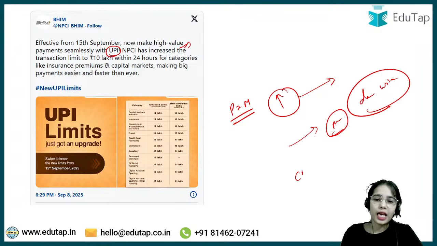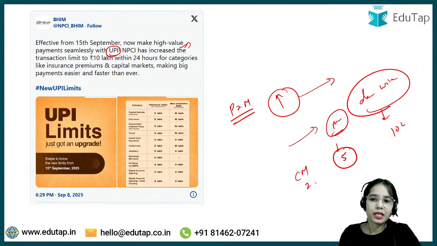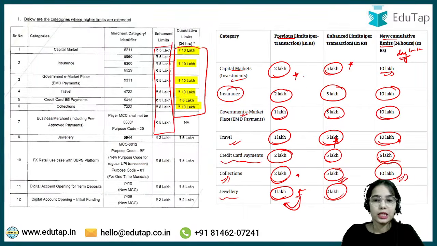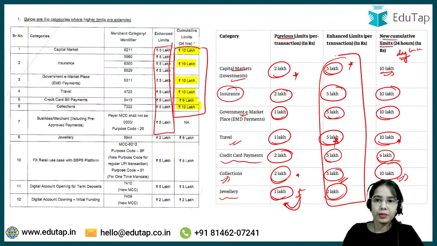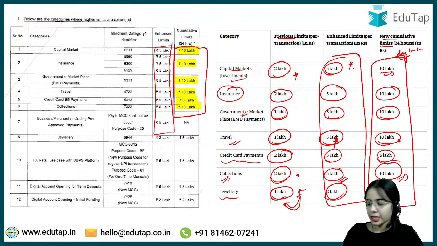For the capital market and insurance, you can understand that the per transaction limit has been enhanced to 5 lakhs and the day wise limit has been enhanced to 10 lakhs. So these are the limits you have to keep in mind: the enhanced per transaction limits and the per day limits.